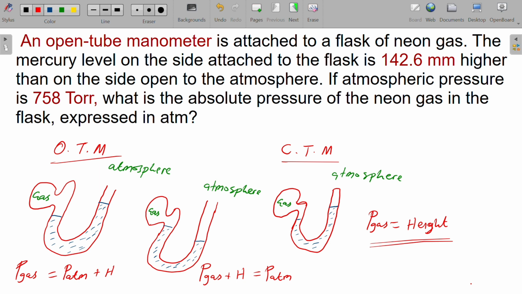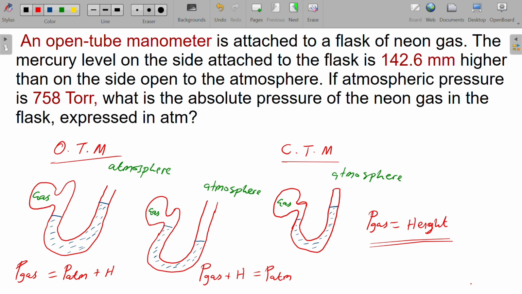So these are the three formulas we need. Given situations, if we are given a closed tube manometer, we'll need this formula where we're saying pressure of gas is equal to height of liquid. And in this case, if the height is higher on the side of the gas, you basically need this formula where we're saying pressure of gas added to height is equal to pressure of the atmosphere. And on this other side, you say pressure of gas is equal to pressure of the atmosphere added to the height, given the situation.